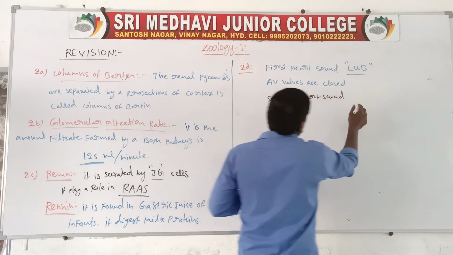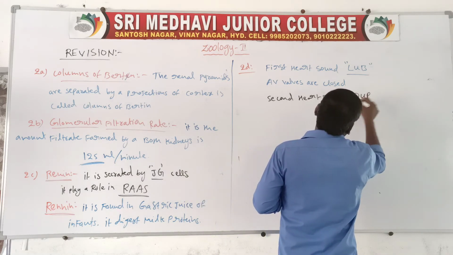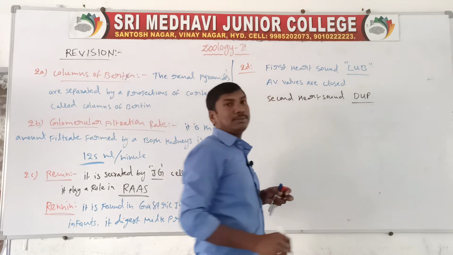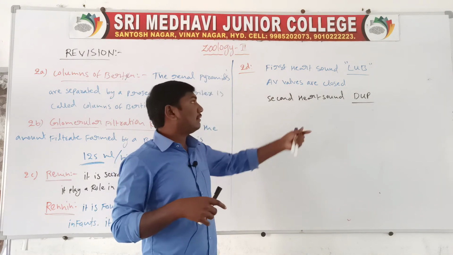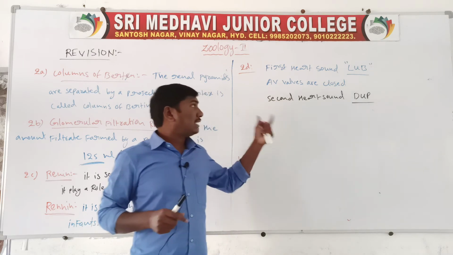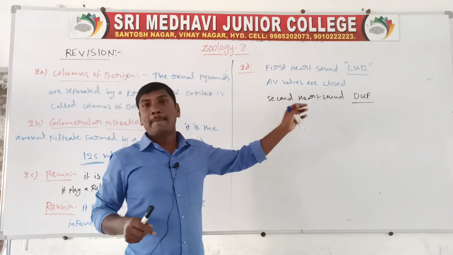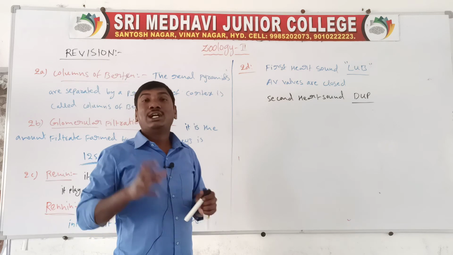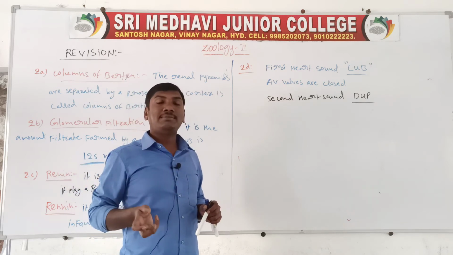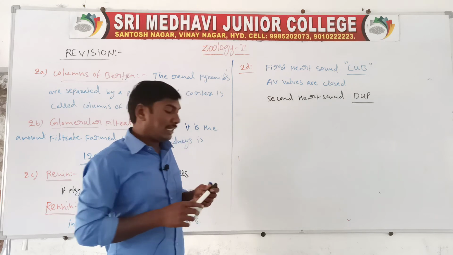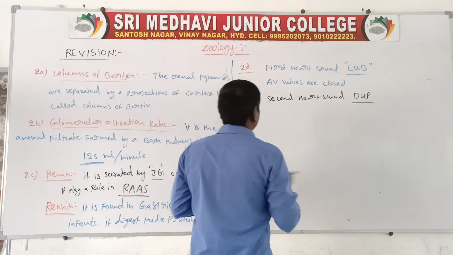Next one, second heart sound, dub. Lub, dub, lub, dub. The second heart sound, dub, is produced at the start of cardiac diastole, from the closure of the semilunar valves.